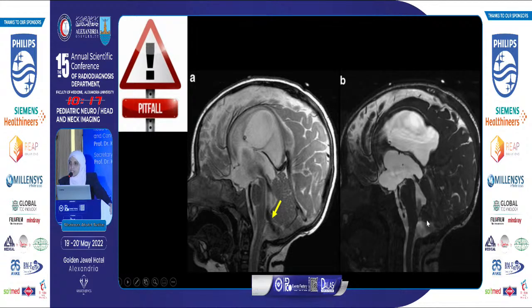Going to the thin sections, balanced fast field echo, we can see here there is a membranous obstruction in the exit of the fourth ventricle. So what is this signal void? This means there is partial obstruction here causing turbulence of flow, leading to signal void in conventional 2D T2 weighted image. And so from these scenarios, we can raise the importance of balanced fast field echo.